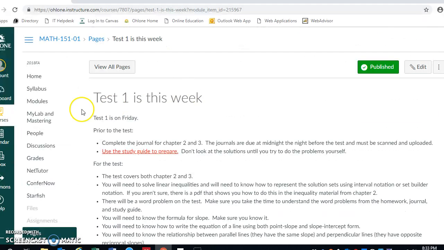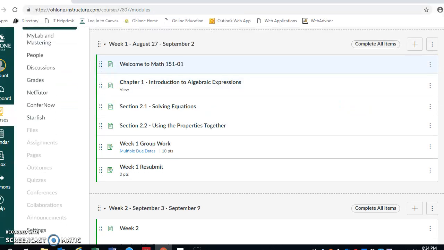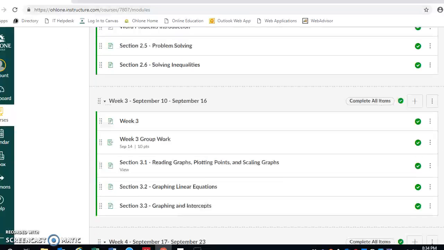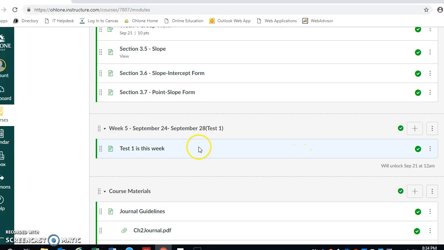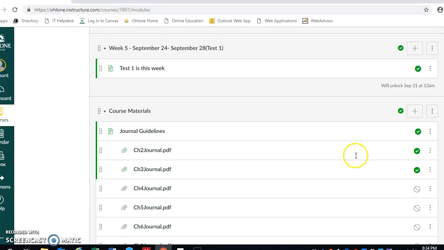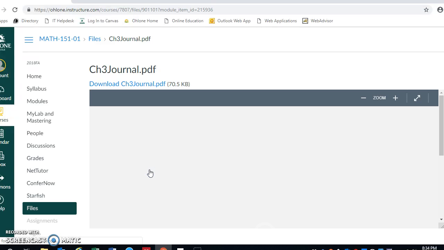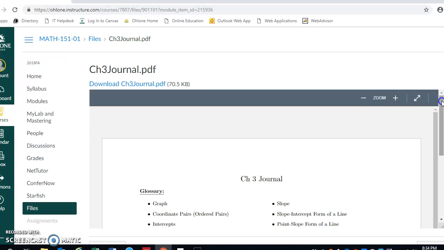Again, one of the things that you have to do this week is the Chapter 2 and Chapter 3 journal. Get started, and if you have questions, take a picture, send me an email, let me see what it looks like, and I'll give you any suggestions that I might have. To find the course material for the journals, you're going to go into the modules, scroll down, here's the Chapter 2 journal, and the Chapter 3 journal, and again, this is the material that you owe.